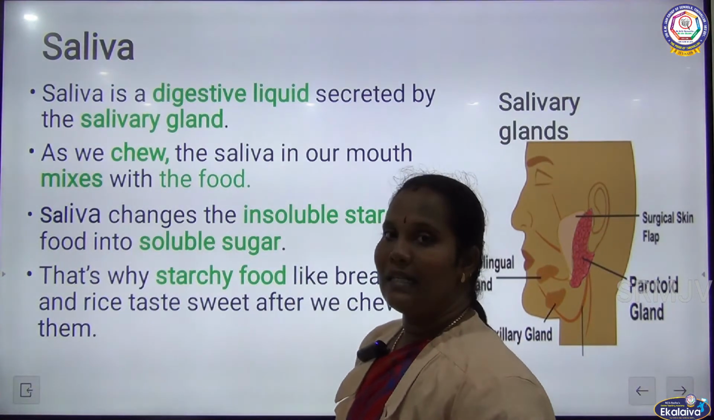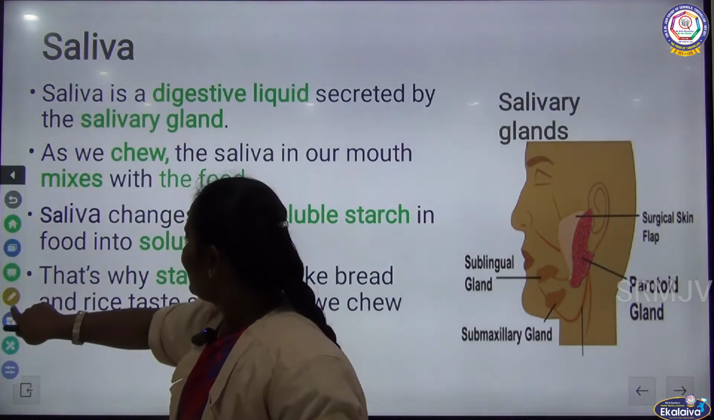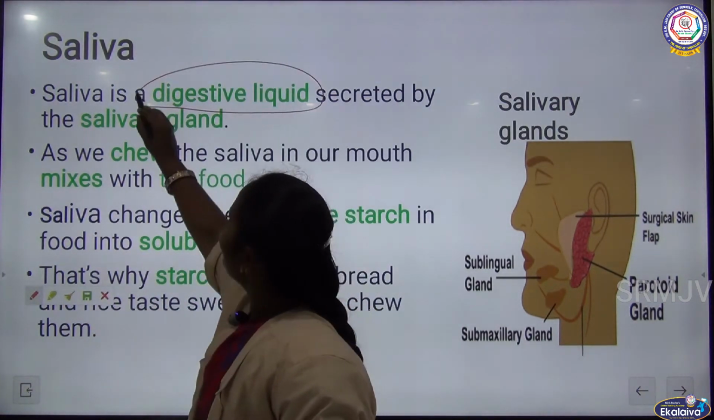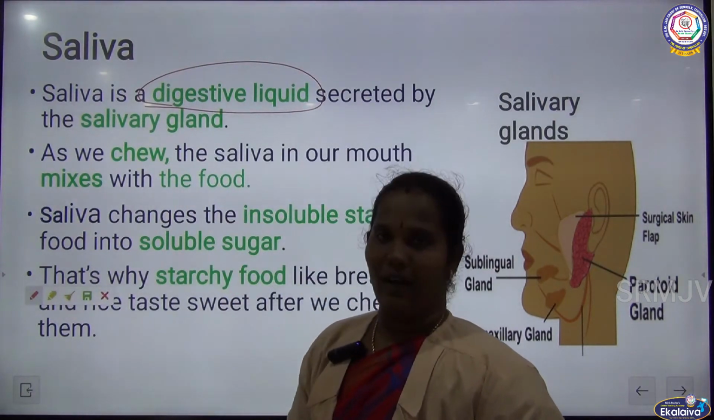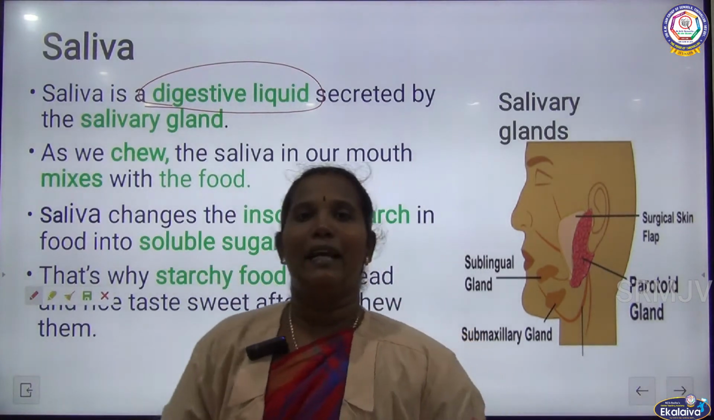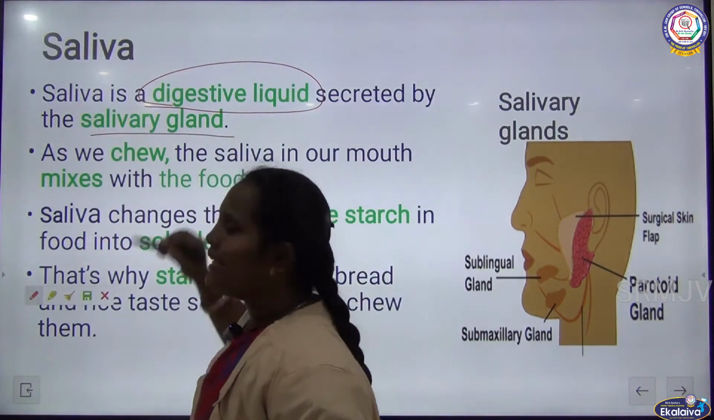Next one is the saliva. We have to see this topic, saliva. What is meant by saliva? Saliva, as I told, is the digestive liquid. This saliva is secreted by the salivary glands.